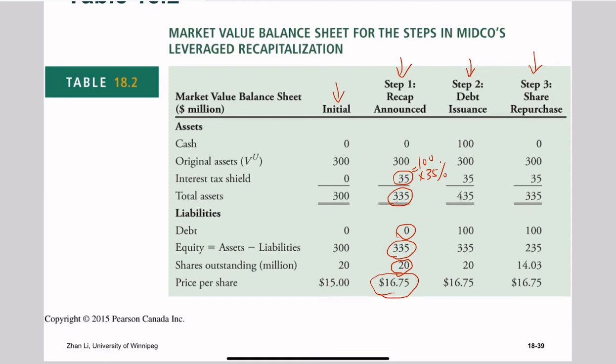And next, in step 2, the firm will actually issue the debt. So what you will see here is the firm's debt will increase. Right? It will have this $100 million debt. And from the debt, the firm will get 100 million cash. So both the asset and the liability will increase by $100 million. And of course, total asset will become $435 million.